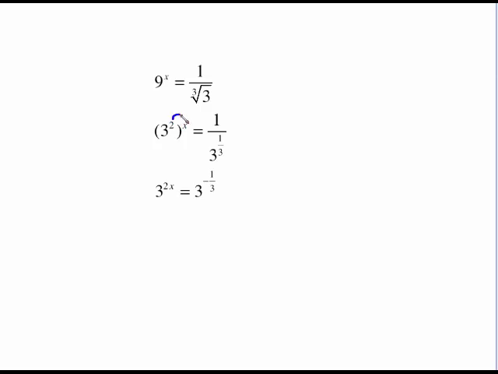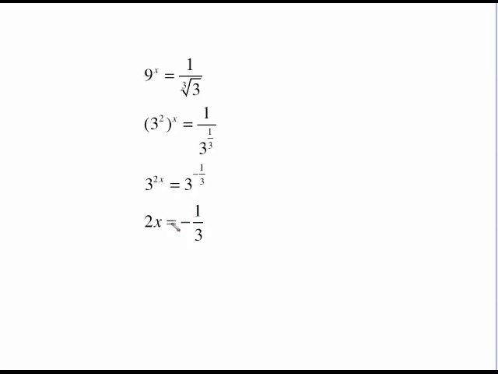Using your power to the power rule, this becomes 3 to the 2x. Now I can equate the exponents and solve this. To solve this, I can divide both sides by 2. And when you do a fraction divided by 2, it's like divided by 2 over 1, which is the same as multiplying by the reciprocal, which gives me negative 1/6.